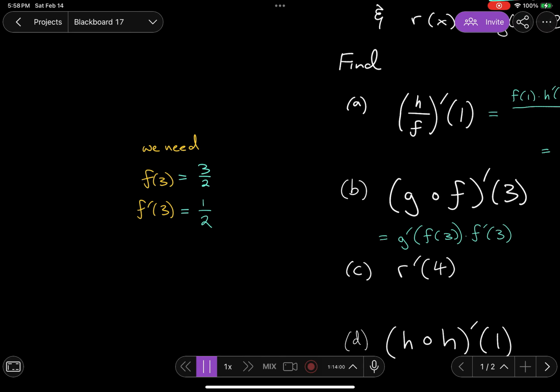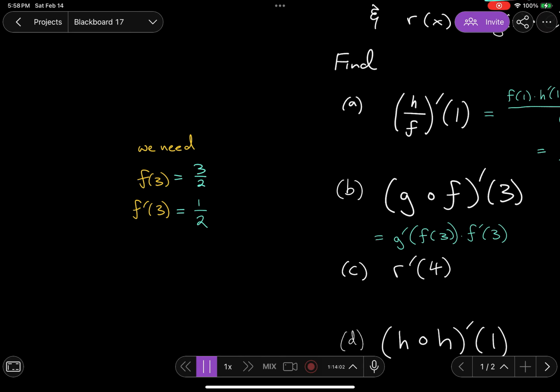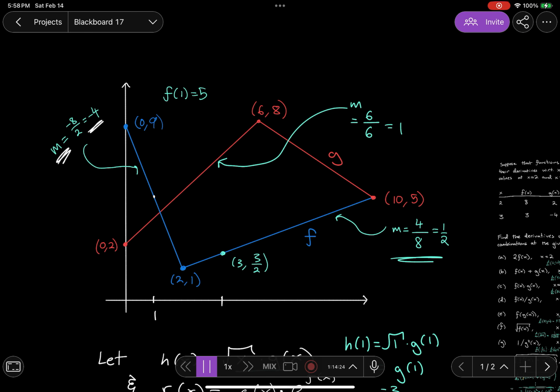Now what we need is g prime of f of 3, but f of 3 is 3 halves. In other words, what we need is the slope of g when x is equal to 3 halves. I think that's something that we've already calculated. So here's my function g. G is this red function. What I need is the slope of this function when x is equal to 3 halves.